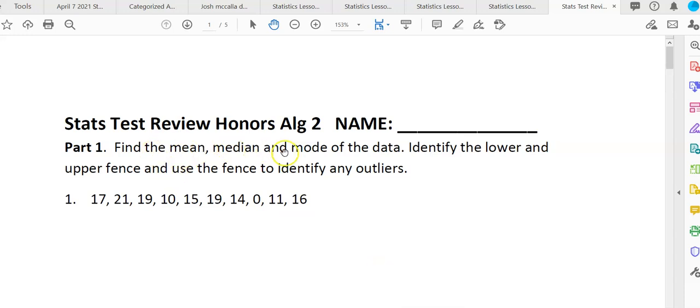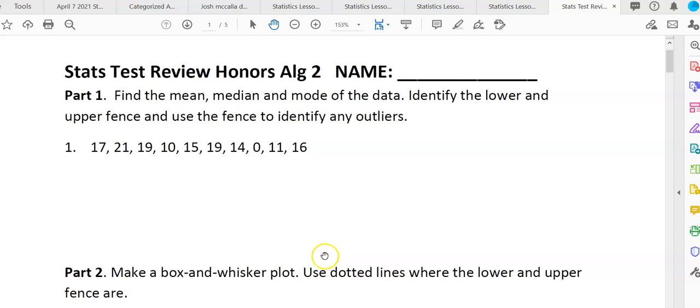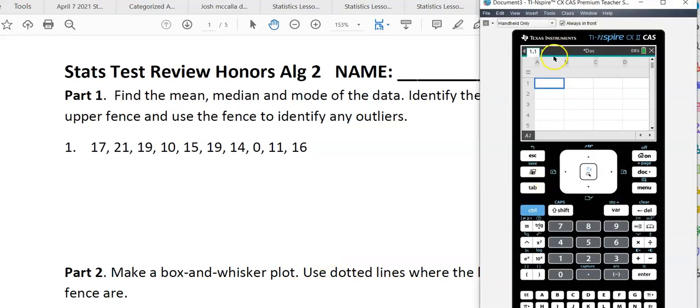Okay, so we're supposed to find the mean, median, and mode of the data, identify the lower and upper fence. There's a lot to do. I'm going to use my calculator for this. I'm just going to call this data.